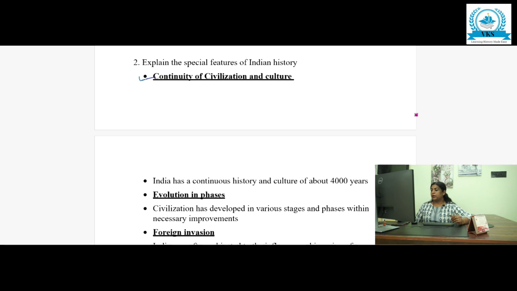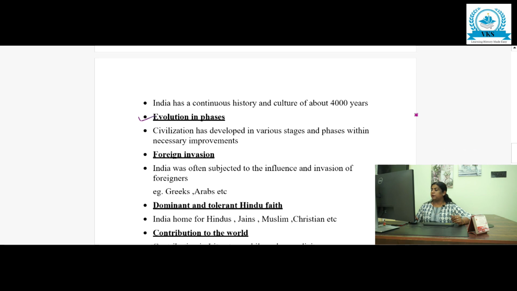The next point, evolution in phases. Civilization has developed in various stages and phases with necessary improvements. Third point, foreign invasion. India was often subjected to the influence and invasion of foreigners. You can write some examples, Greeks, Arabs, etc. Dominant and tolerant Hindu faith. India, home for Hindus, Jains, Muslims, Christians, etc. Even though the Hindu faith is dominant, it is a home for different religions.